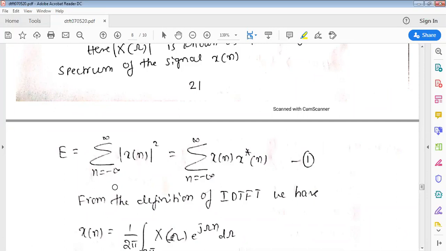So the spectrum of the signal tells you what is the energy content in each signal. So by seeing the energy content in the signal, you will be able to tell whether you need only the first 25% or 50% or 75%. That is the need of the system.